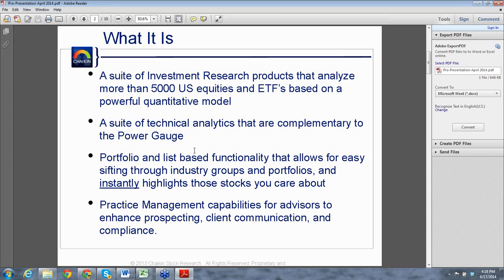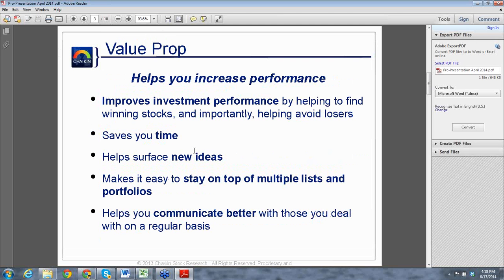If you're an advisor or a wealth manager, we also have quite a few practice management capabilities to enhance your ability to find new clients, deal with your current clients, and also, on the edge, some things that are nice for compliance purposes. The value prop at the end of the day is helping you increase your portfolio performance.